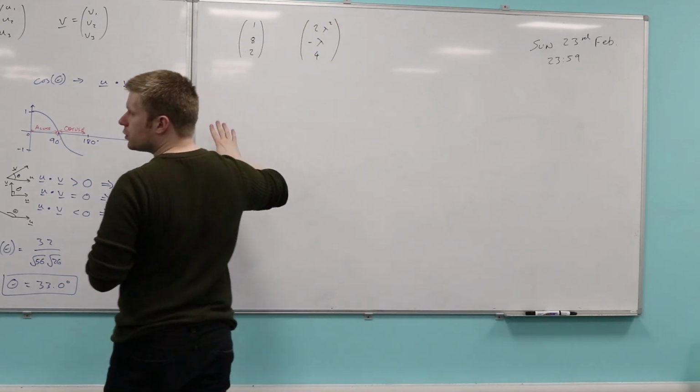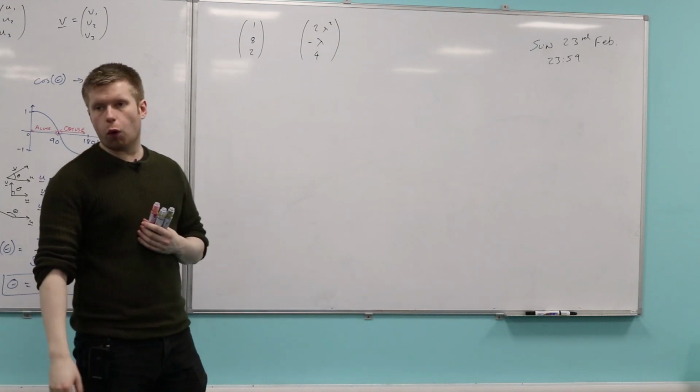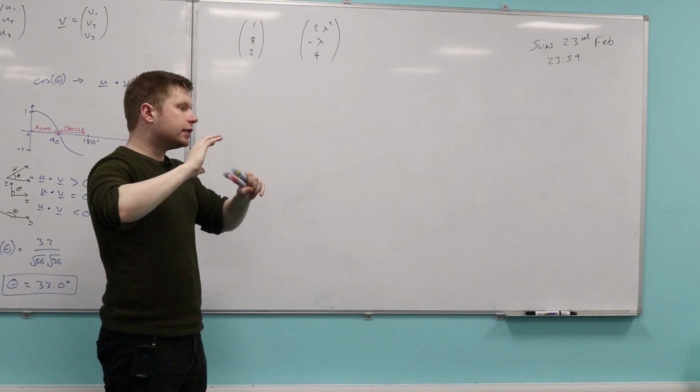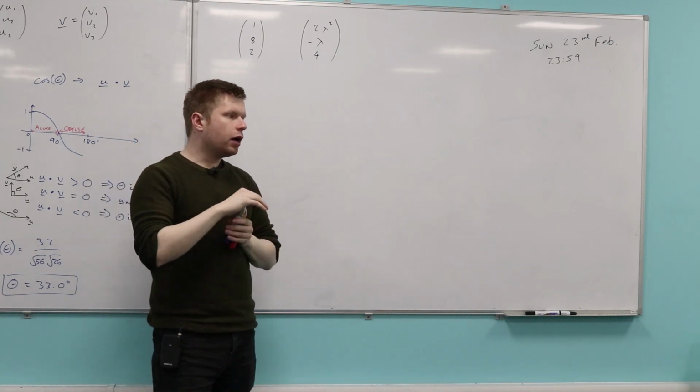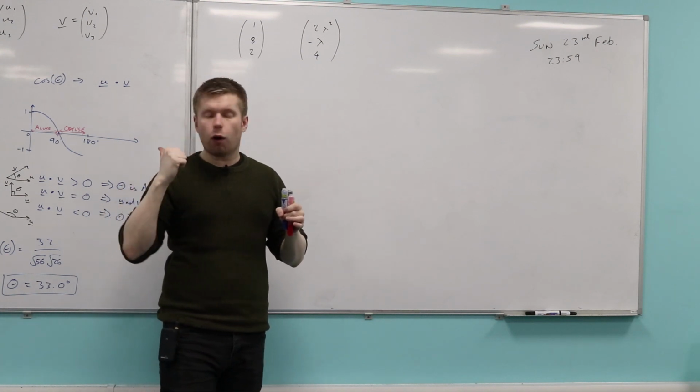So it basically gives you these two vectors, (1, 8, 2) and (2λ², -λ, 4). Lambda is just some constant, just a number. And it asks for the value of lambda for which these two vectors will be perpendicular to each other. We've just done it on that side.